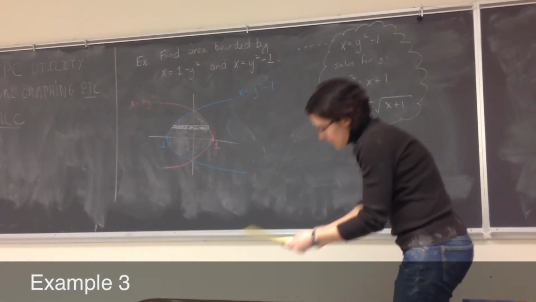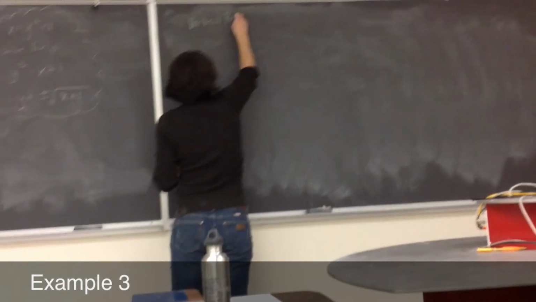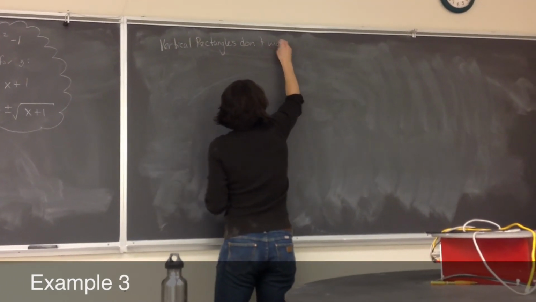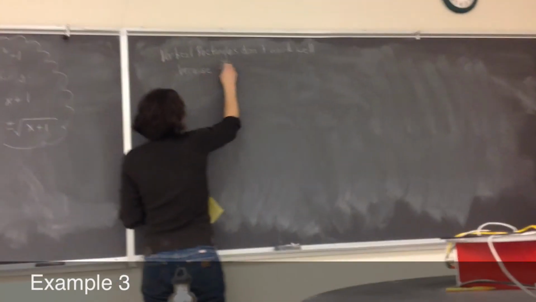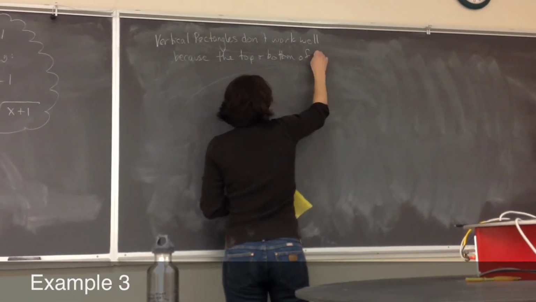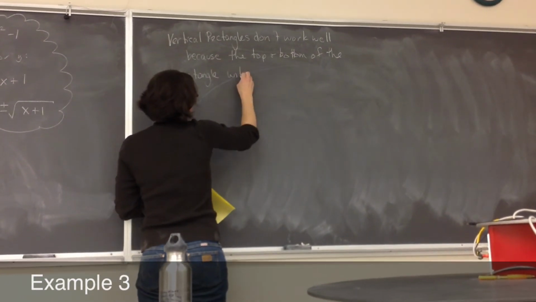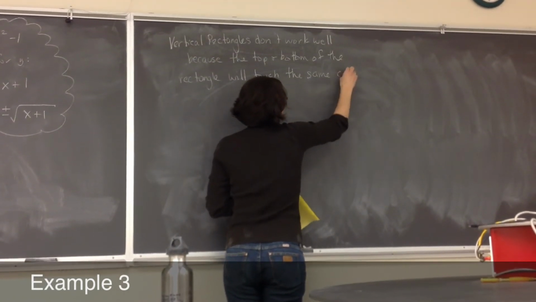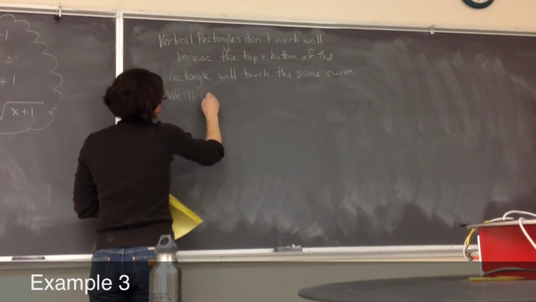So what this means though is that we're going to need to make some adjustments. Vertical rectangles don't work well because the top and bottom of the rectangle will touch the same curve. So we'll use horizontal rectangles.